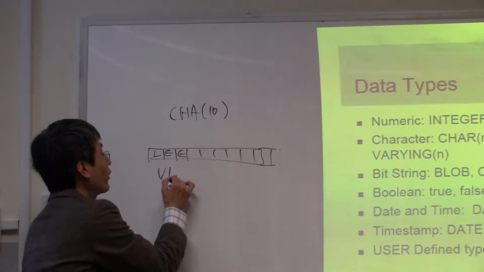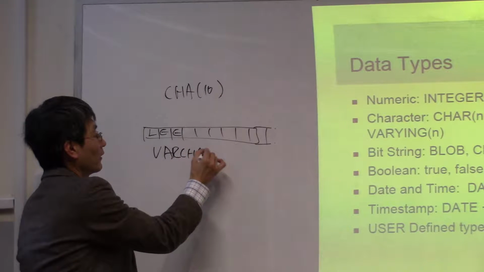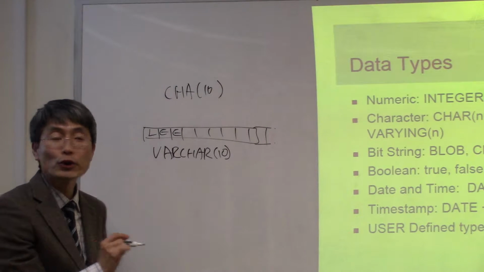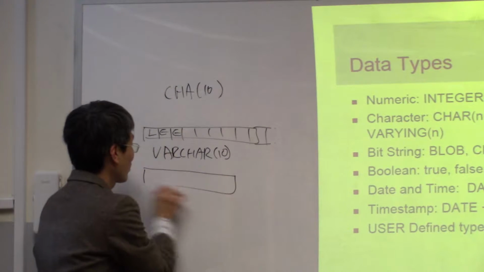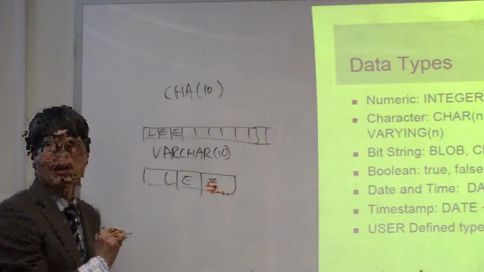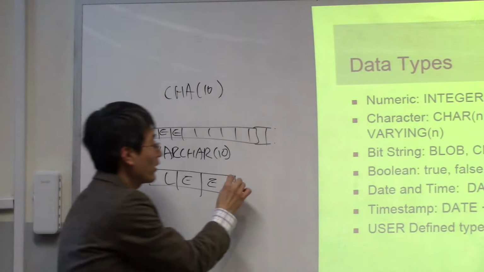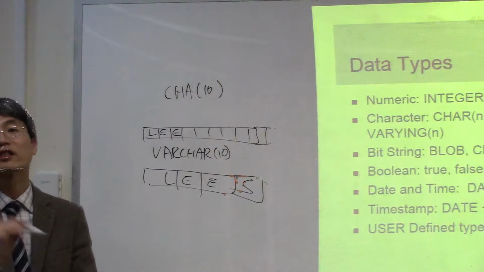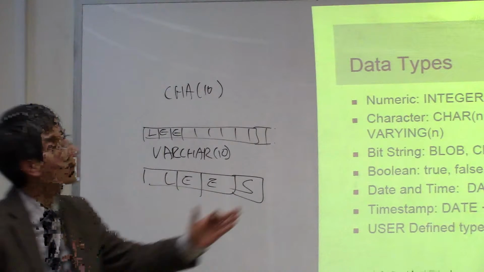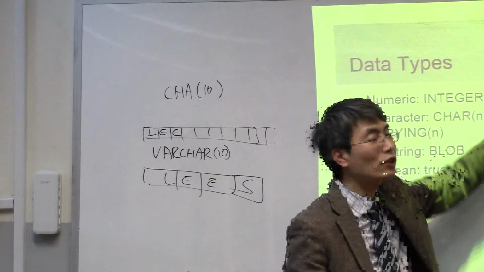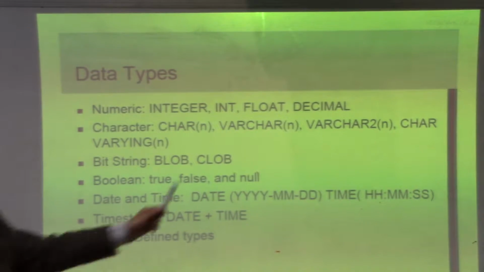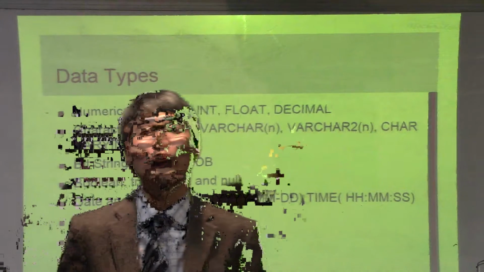On the other hand, VARCHAR(10) will use only what is needed, like only 3 bytes at first. So it's dynamic. Yes, dynamic. Then if somebody updates it, it increases. That is the variable character. So in a database, we prefer to use variable character. Then what is the difference between VARCHAR and VARCHAR2?